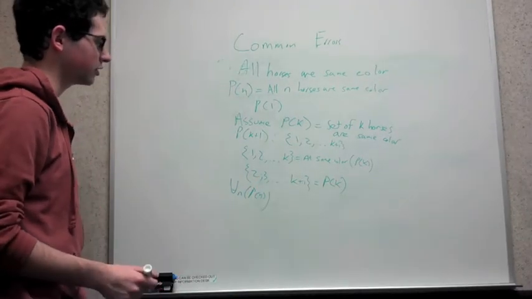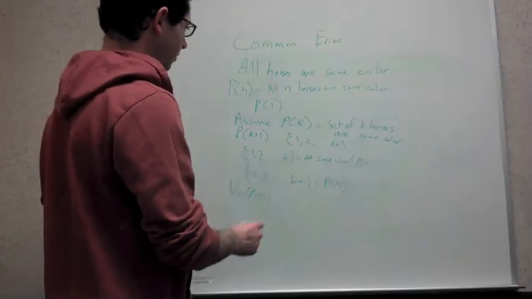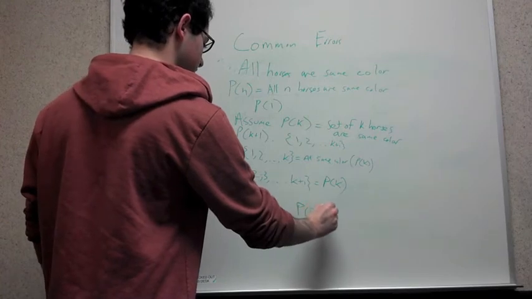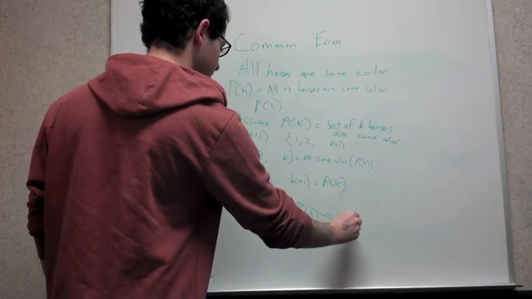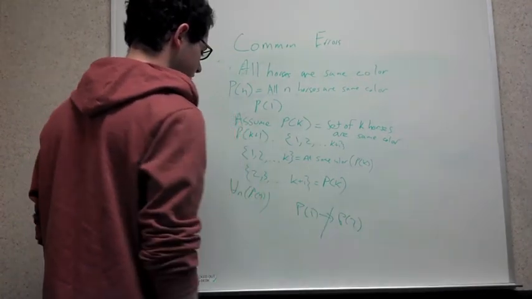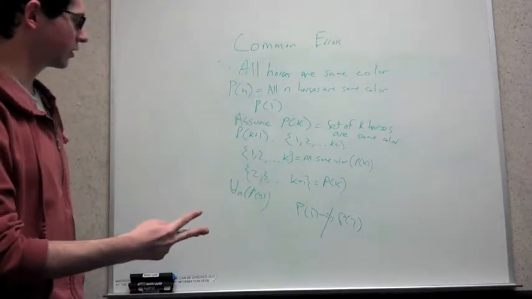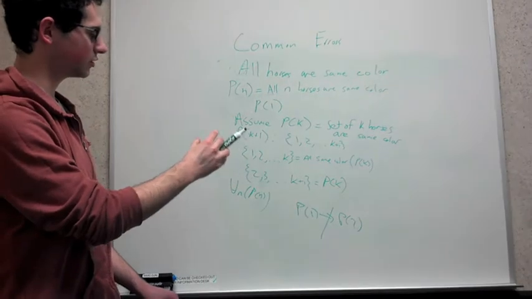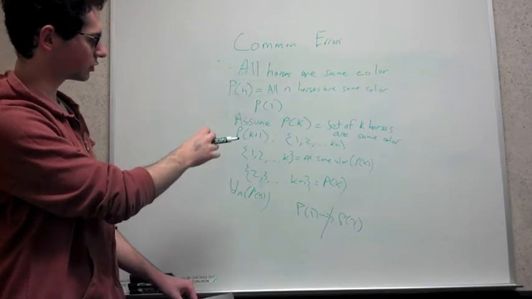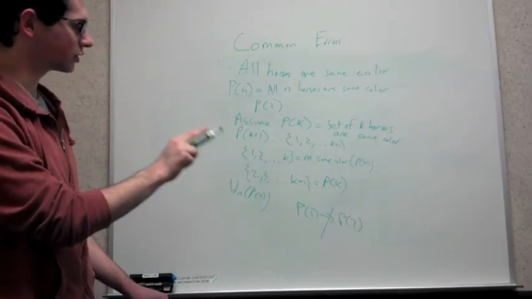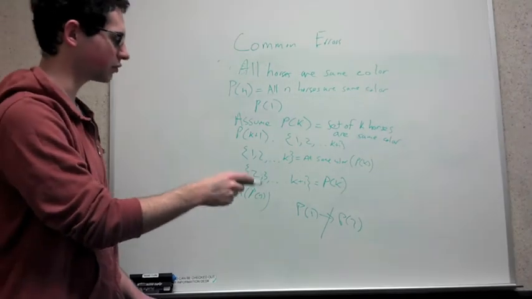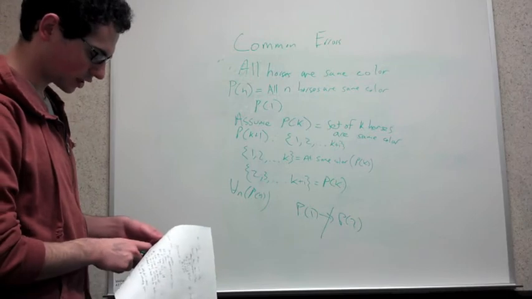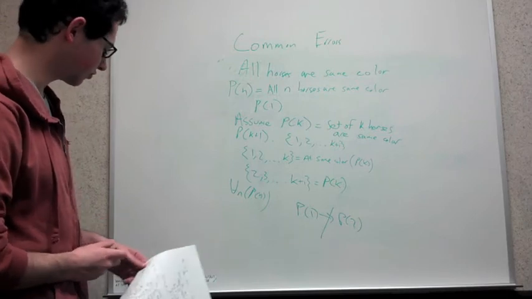But the problem here is that p of 1 does not imply p of 2. Because if you have a set of two horses, then the set of just one horse and the other set of just one horse don't intersect. So p of 1 does not imply p of 2. So in order to use induction, your implication must be mathematically rigorous.